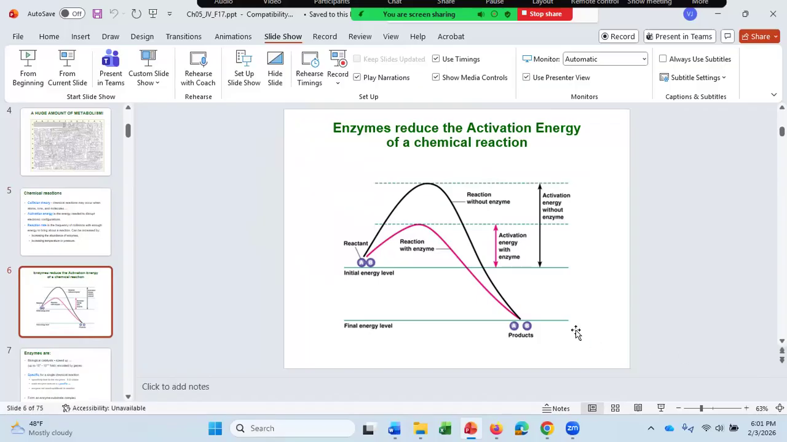So enzymes reduce the activation energy of a chemical reaction. Here we have a starting substrate that's going to break down into the products. But before the substrate can break down into the product, the substrate has to, this being the level of energy here, go up to this level of energy, and that's the activation energy required by the substrate to be converted into the product without an enzyme.